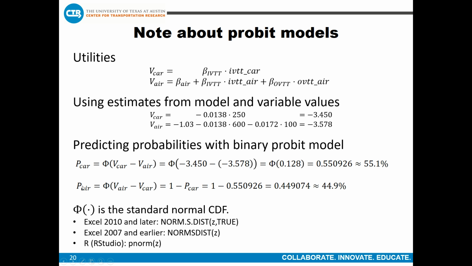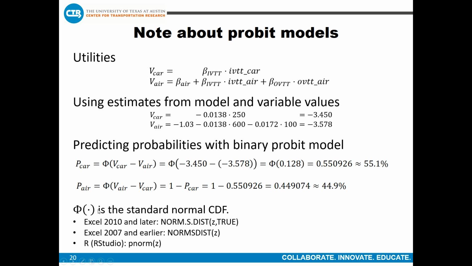So the probability for air is going to be exactly the same thing, but the other way around. You're going to take the utility for air minus the utility of car, and then take phi of that. Just like we did with the logit case, instead of calculating this, we can just calculate 1 minus the probability of car, because the only two possible alternatives are car and air. So if the probability for car is 55%, the probability for air is about 45%.